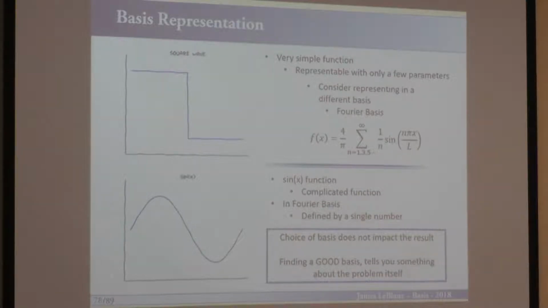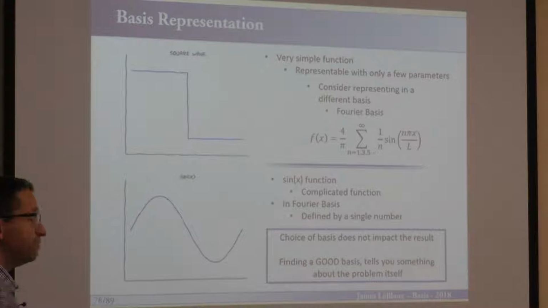But if you take a sine function, a sine of x function in the number basis is a complicated function in the sense that every point between 0 and 2 pi has a different value. And you would have to write all infinite numbers of points down, okay? So the number basis for a sine function is a very bad basis. But in the Fourier basis, it's actually described by just one number, okay?